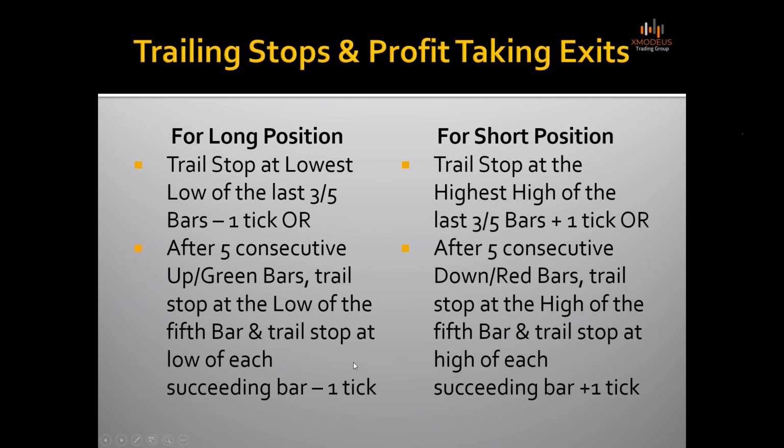Okay, now of course describing it, it's a bit difficult. I'll show you later in the chart how that looks. Okay, and conversely for the short position it is the same. If you short, then you will trail it 3 to 5 bars high plus one tick. Or you have a very sharp downwards moving market. If you see 5 consecutive red bars, then I will trail my stop at the high of the fifth bar and continue to trail it at the high of every single bar that comes up until I'm stopped out. Okay, I'll show you in the charts afterwards.